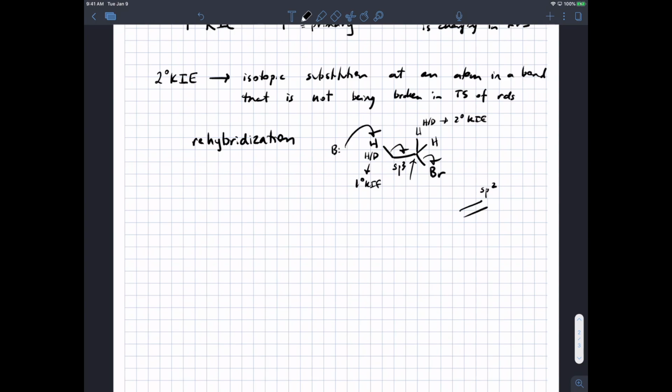Can you say one more time the secondary kinetic isotope effect? We're replacing one of the hydrogens with the other hydrogen? I'm sorry. I just mean if we were to replace hydrogen versus deuterium at the carbon where the hydrogen's being removed during the reaction versus doing the same thing at a hydrogen that's not directly involved in the reaction. All right.